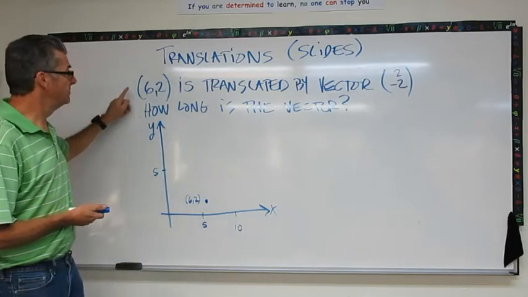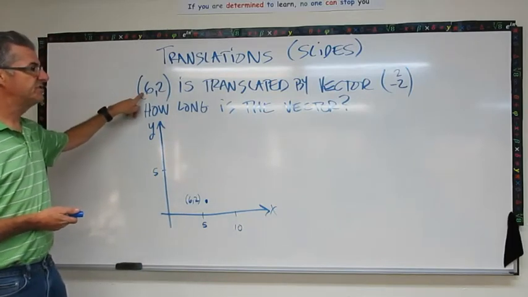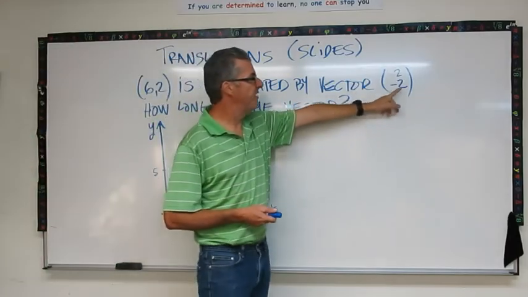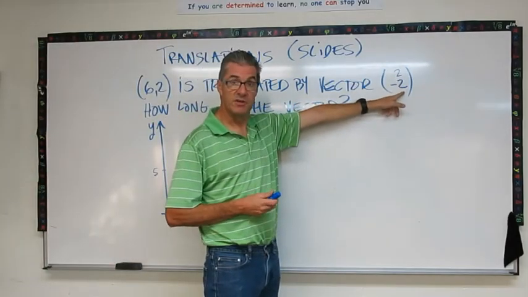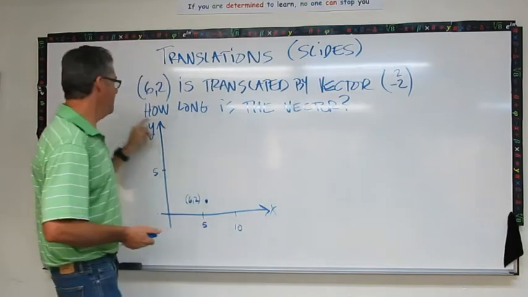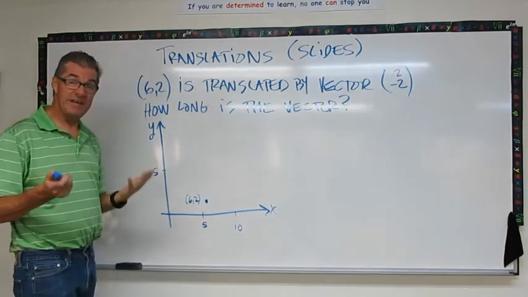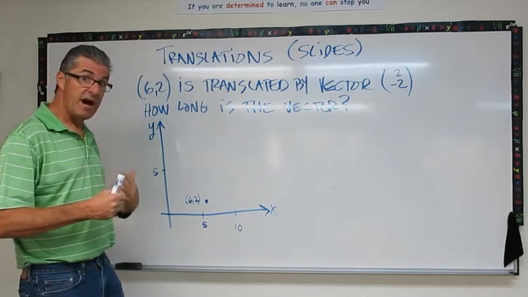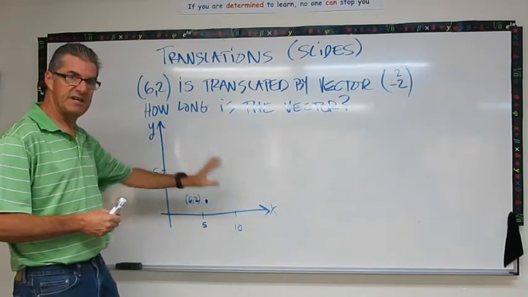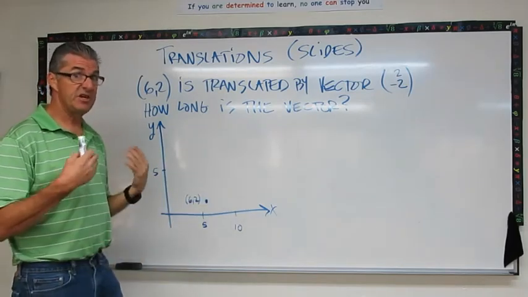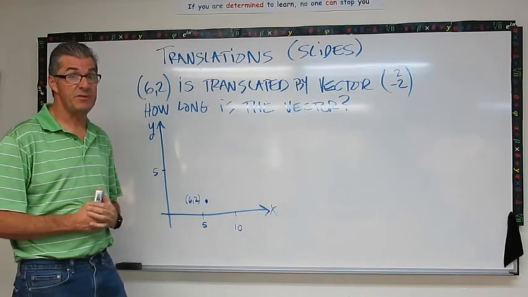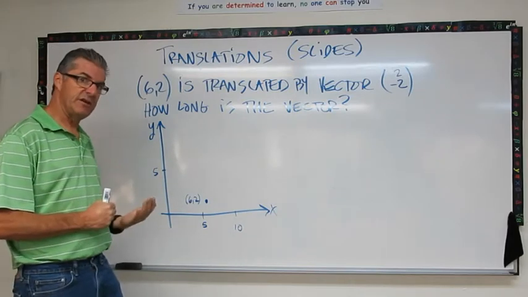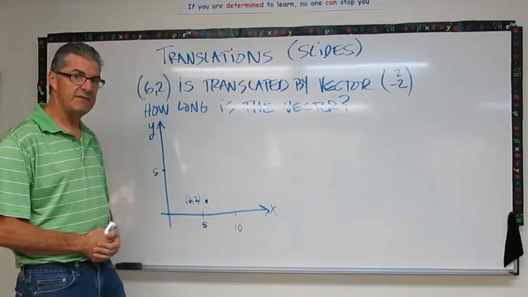Okay, one last example. Different type of problem. The point 6, 2 is translated by the vector 2, negative 2. Okay, so we know how to do that. But now they're asking us, how long is the vector? Okay, so this is a geometry problem, and the way I solve this is by getting it on the graph and taking a look at the situation, and then it's going to be a straightforward application of the Pythagorean theorem. If you think you can get there, pause the video and give it a shot.